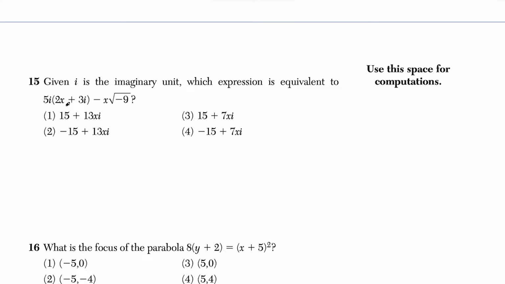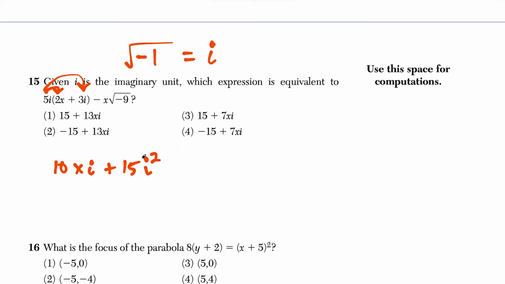Question 5, given i is the imaginary unit, which expression is equivalent to 5i times 2x plus 3i minus x times the square root of negative 9? So for this one, we have to know when we take the square root of -1, we get 1i, like this, or just i. So I'm going to keep that in mind as we do this question. So we have 5i times 2x. I'm doing 5 times 2 is 10, and then I have x times i. And then we do 5i times 3i. That's going to give us 15 when we do 5 times 3, and then i times i is i squared.